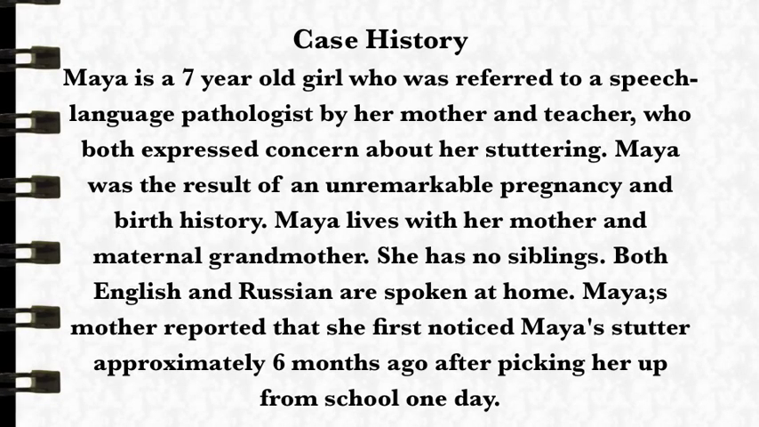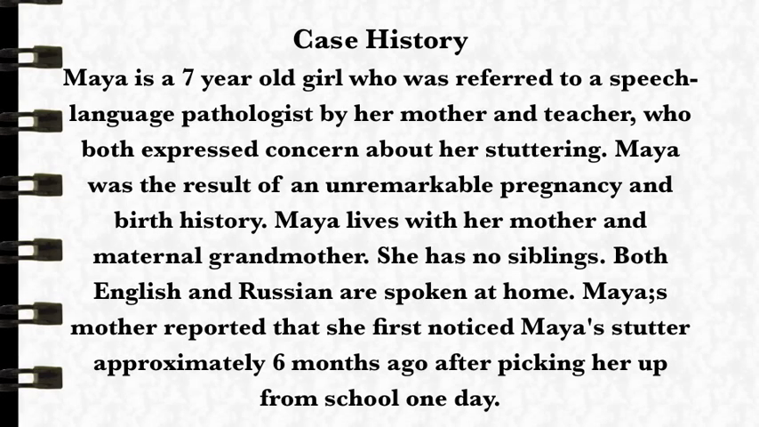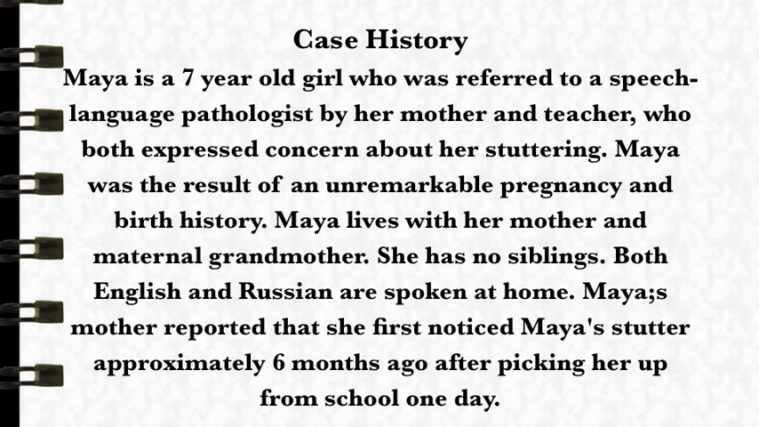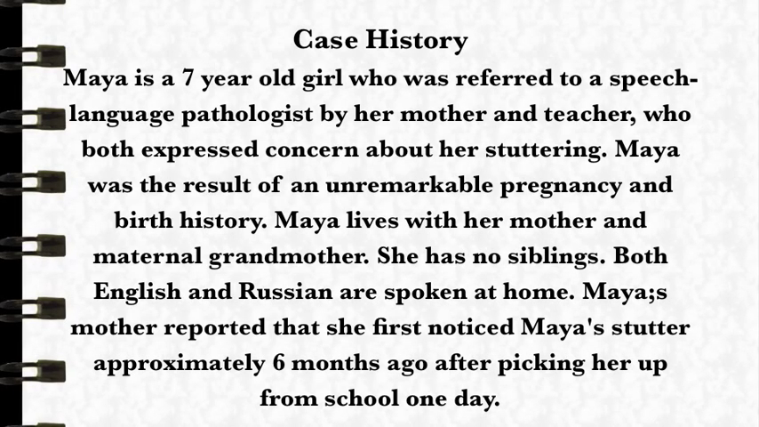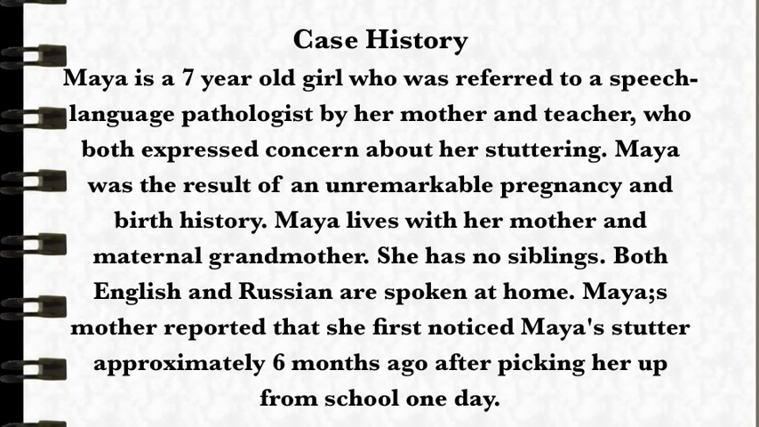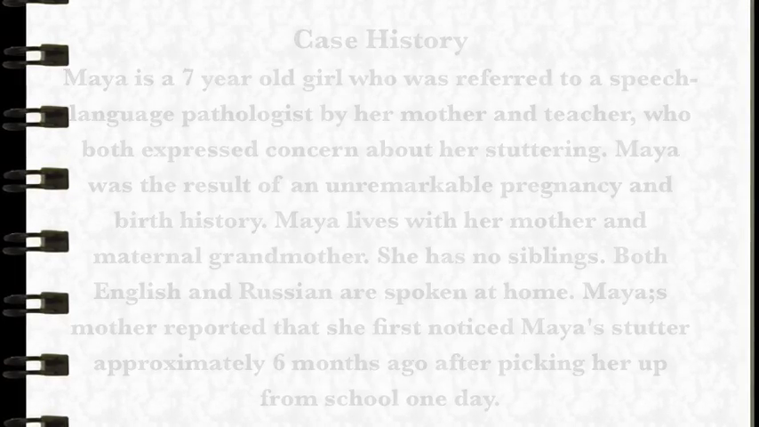Maya is a 7-year-old girl who was referred to a speech-language pathologist by her mother and teacher, who both expressed concerns about her stuttering. Maya was the result of an unremarkable pregnancy and birth history. She lives with her mother and maternal grandmother. She has no siblings. Both English and Russian are spoken at home.